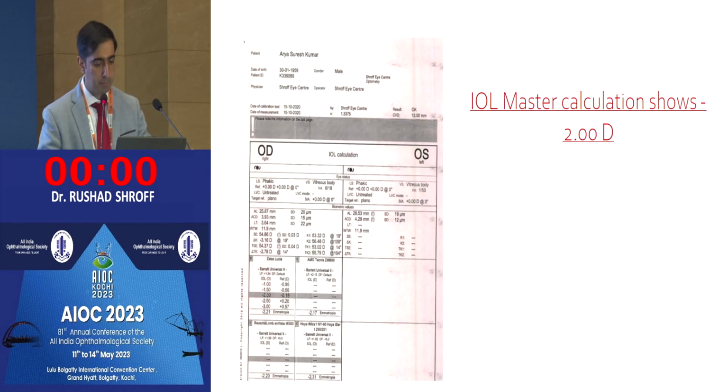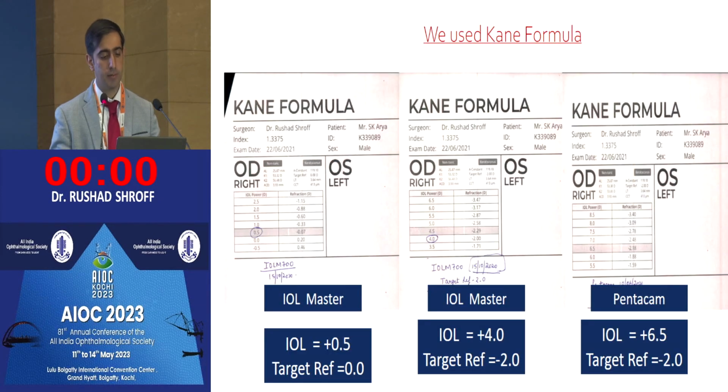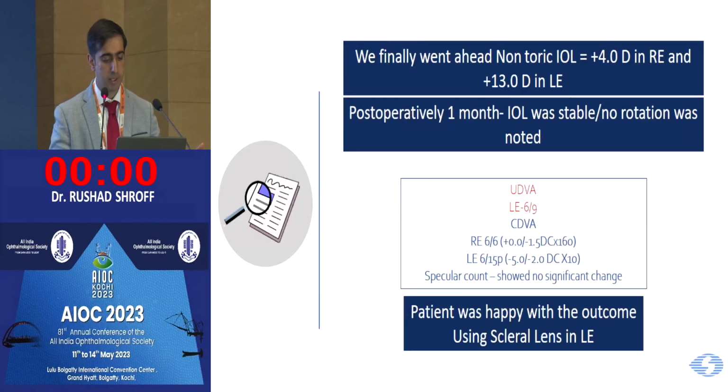When we looked at the IOL Master calculation, it shows about minus 2 diopters as the target IOL power in this particular case. We also went ahead with the Kane formula, and this has actually been a revelation once I've started using it. We put the IOL Master values with a target refraction of 0, and it showed a plus 0.5 lens. With a target refraction of minus 2, we got a plus 4. With the Pentacam values and a target refraction of minus 2, we got a plus 6.5. We decided to go ahead with the plus 4 in this particular case.